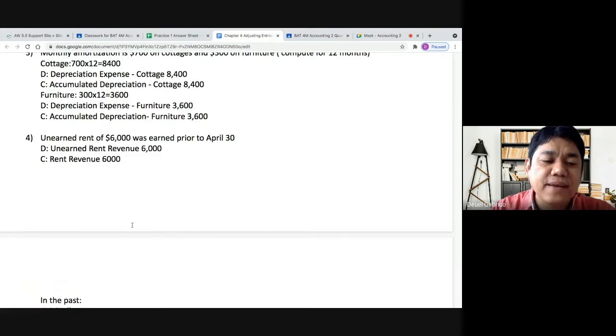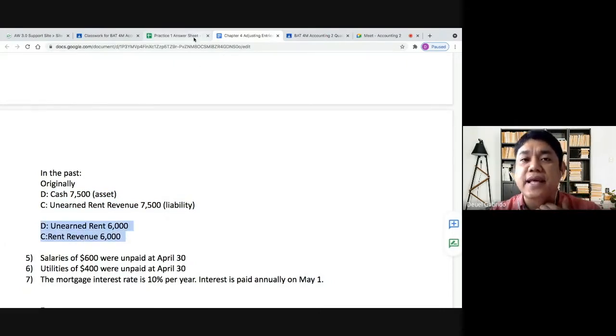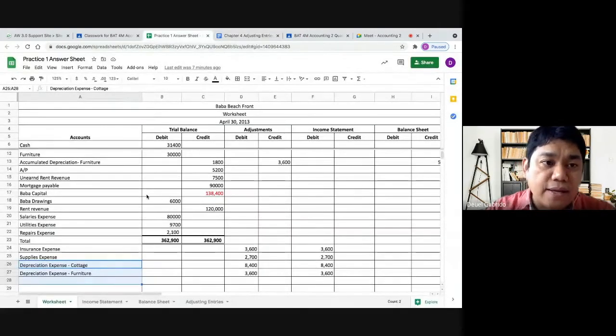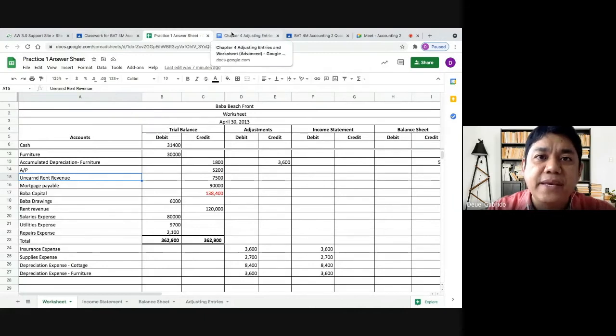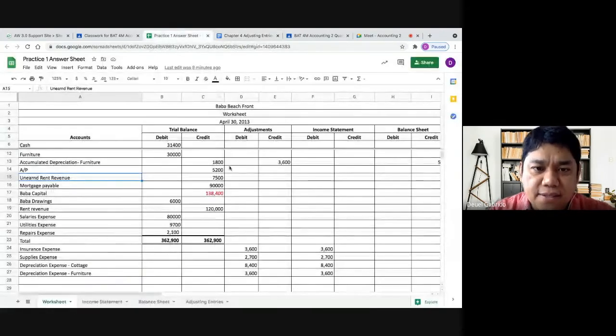Okay, the original entry is this. The adjustment or the correcting entry is this. So now let's see. I'll show it to you in our worksheet. Like this. Okay. So an unearned rent. Do we have an unearned rent revenue on the account here? I think I can see it here. 7.5. So there will be a debit of 6,000 just to show the decrease because the renter used it, right? Debit 6,000.